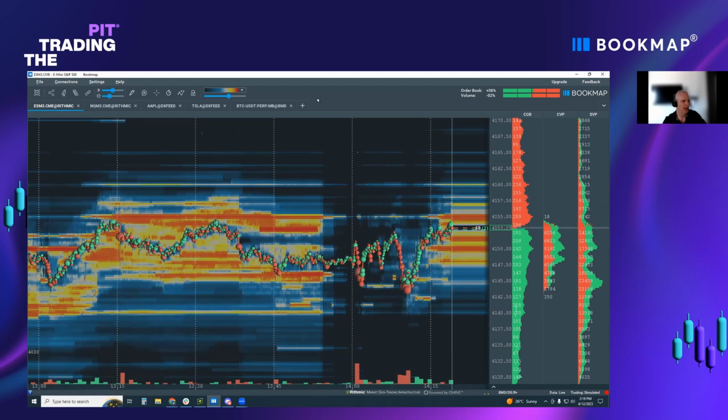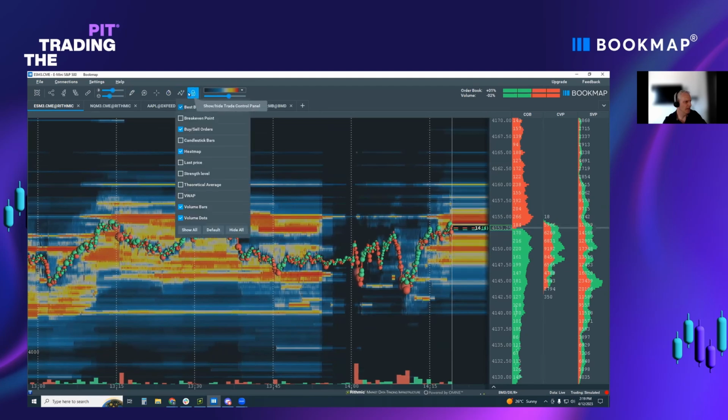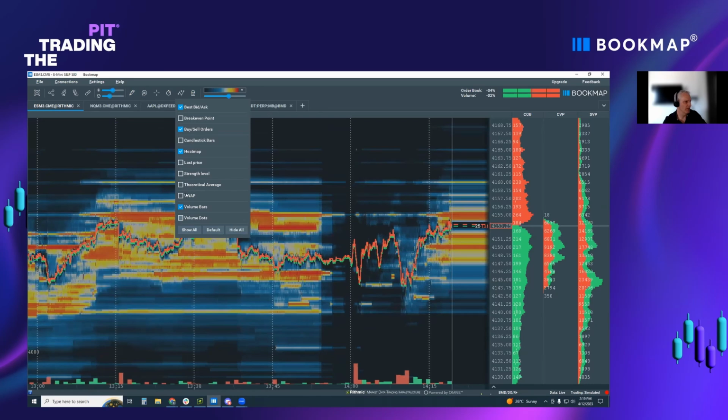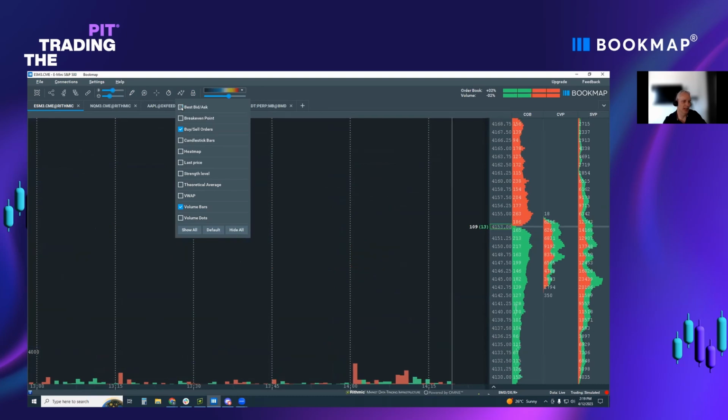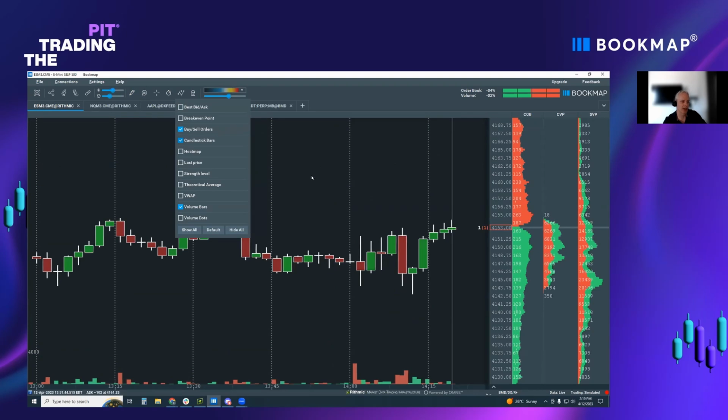So let's start off with this chart. What are we looking at here? Okay, so very, very simply, the chart up here, we can show some of the elements or hide them. We're going to hide the volume dots, which are the transactions, the heat map, and we're even going to hide just best bid and offer here. Like I said, there's only three elements on that chart, and we're going to show a candlestick chart instead.